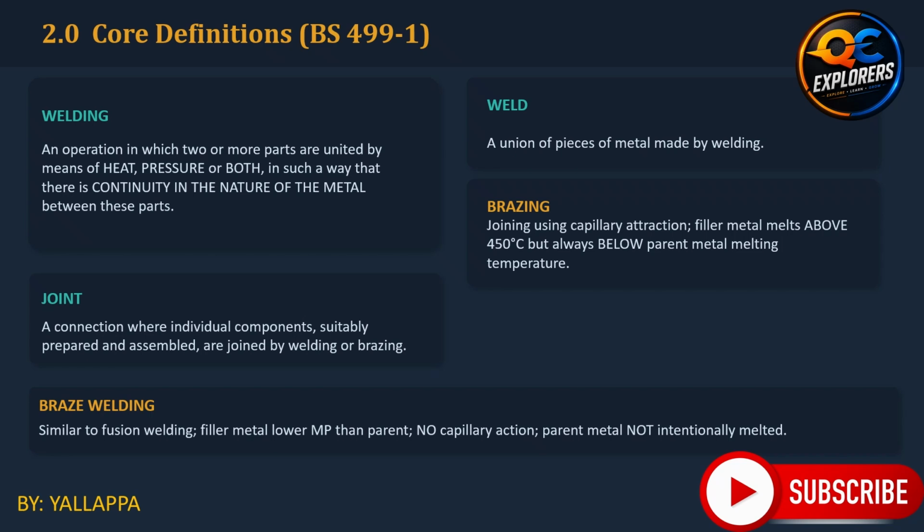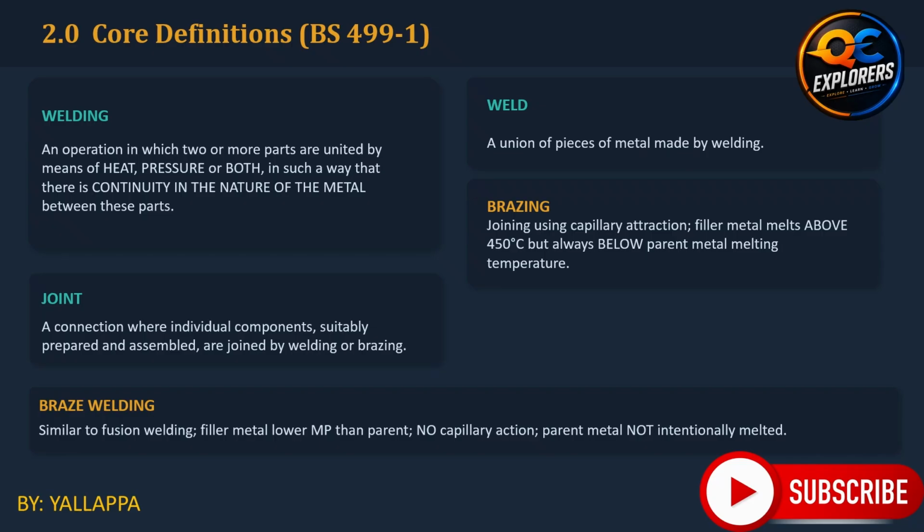According to the presentation, the BS 499-1 definition of welding describes an operation in which 2 or more parts are united using heat, pressure, or a combination of heat and pressure, producing continuity in the nature of the metal between the parts. The phrase continuity in the nature of the metal is particularly important. Think about the difference between welding and mechanical joining. A bolted connection joins two components mechanically, but the metals themselves do not become continuous across the joint. Welding creates a metallurgical connection.